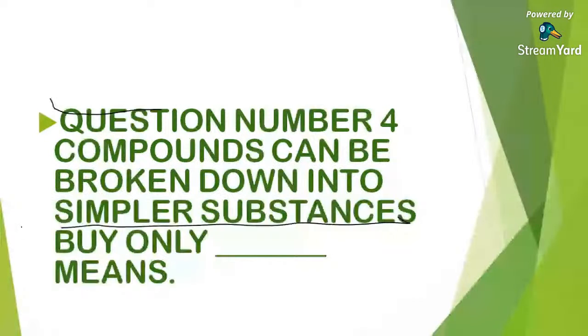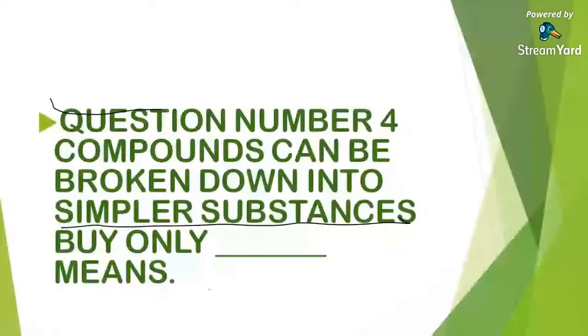So, compounds can be broken down into simpler substances by only dash means. Dash means what? It can be physical means or chemical means. So I've given the clue: physical means or chemical means. You have to select the correct answer. Many of you have given the answer chemical. Some of you are writing physical also.